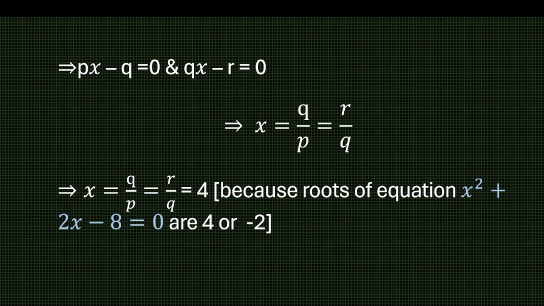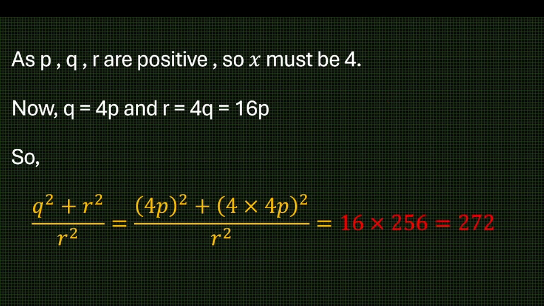Now we have another one quadratic equation which is x square plus 2x minus 8 whose roots are 4 or minus 2 and we can choose root which is positive because p, q, r are positive. So x is equals to q by p is equals to r by q is equals to 4. Now we have to find q square plus r square divided by r square. Let's put all these value into equation. We will get 16 into 256 which is equals to 274 and this is our final answer.